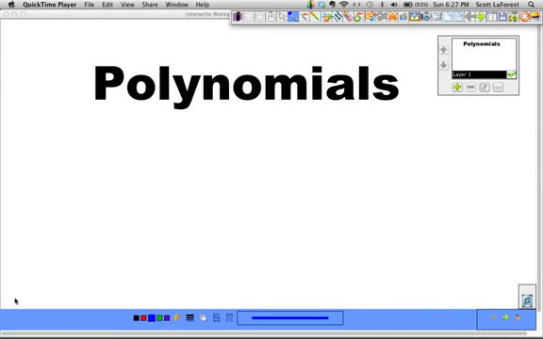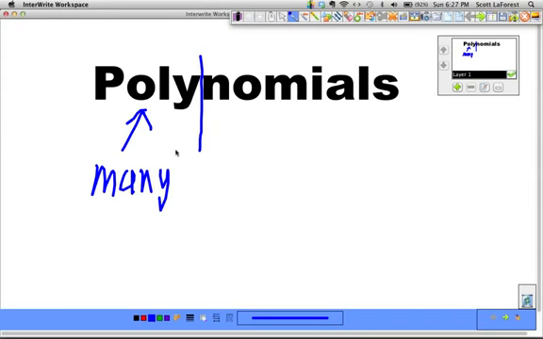So it's a big long word, but if we break it down into two words, it's easy to remember what this means. When we see poly, like when we see polygon, remember that was a multi-sided shape. So what the word poly actually means, we can think of it as many. Okay, so we got many.